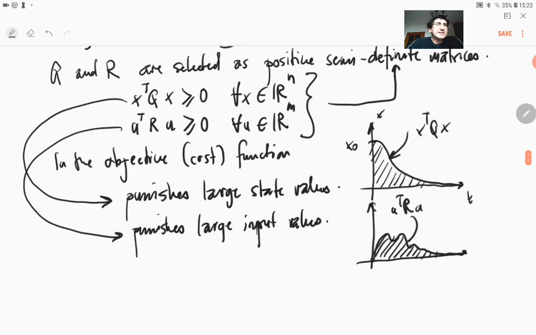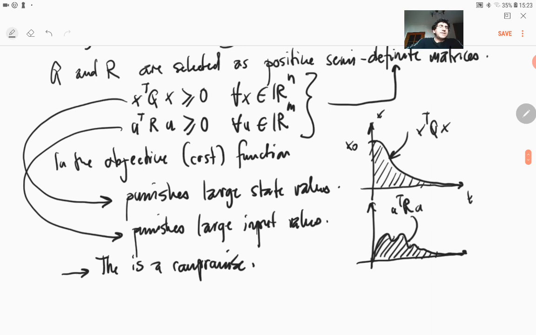So you can see that there is a compromise, because if you want to drive the states to 0 faster, you would need to use a larger input. But if you use a larger input, that means the second term will go up. And if you try to push the second term to be small, that means the states will be slower to converge to 0. So there is clearly a compromise.